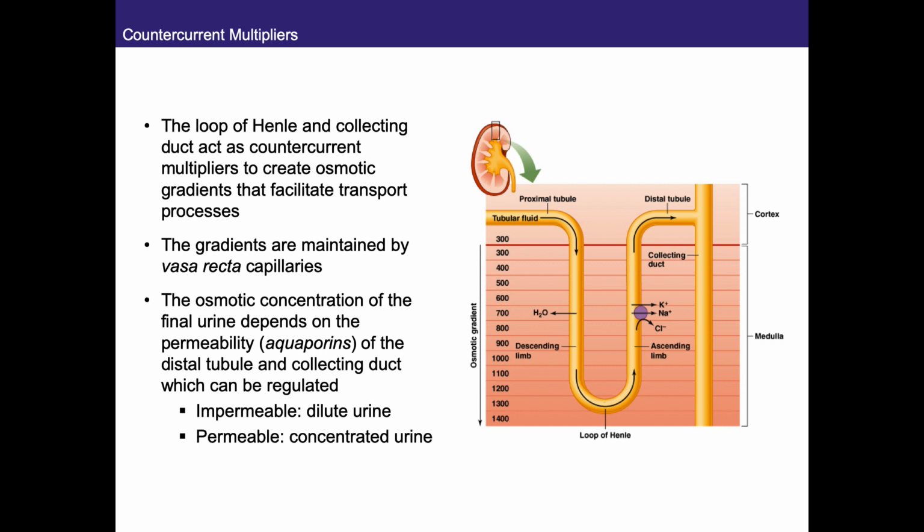Okay, so that's a new term. It uses active transport mechanisms and they go in different directions. The thick ascending limb is going in the opposite direction as the thin descending limb and the collecting duct. These are called countercurrent multipliers.